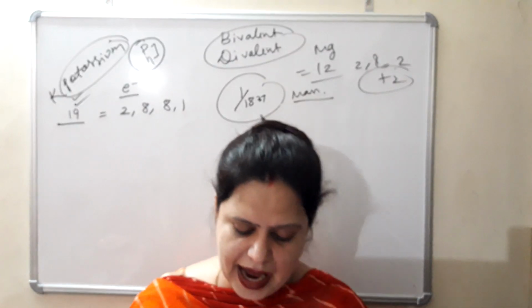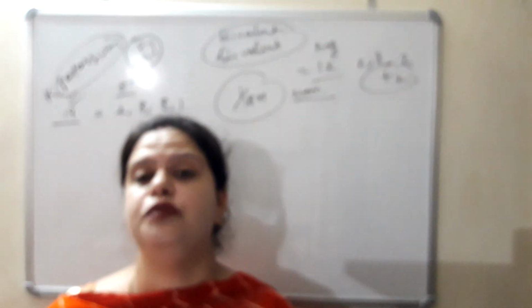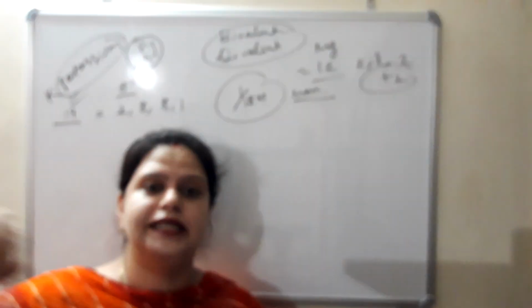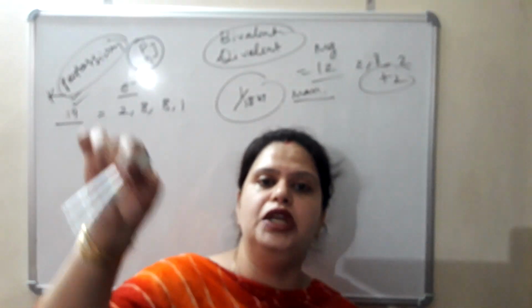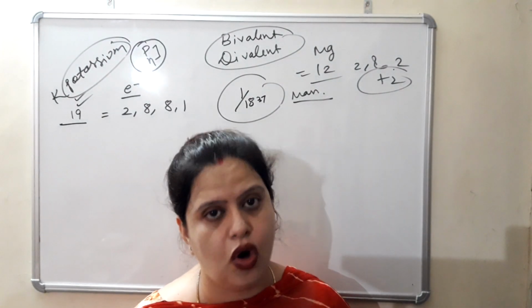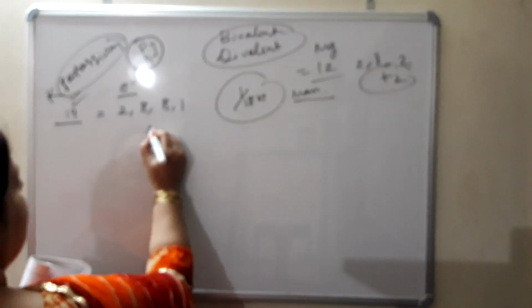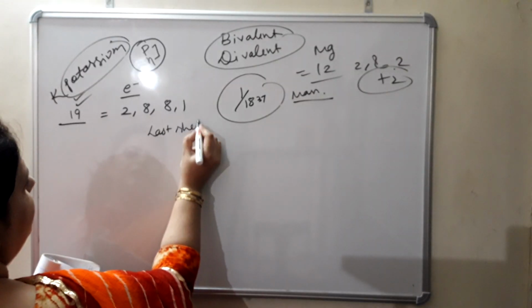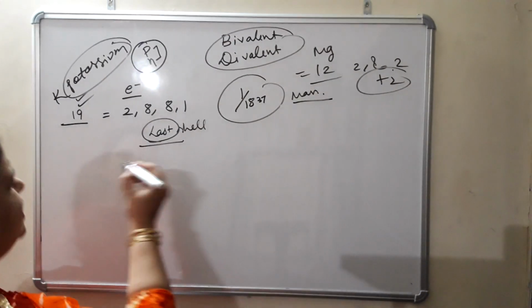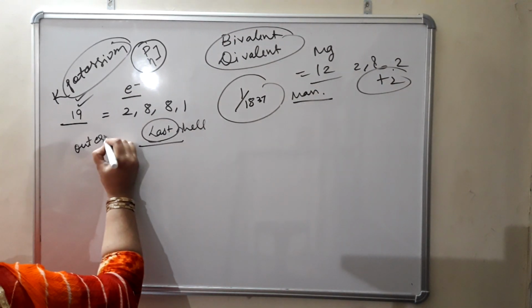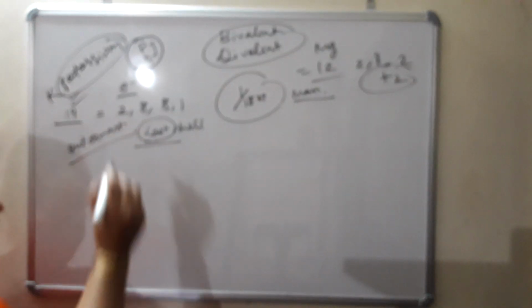Next is: dash shell has minimum energy. Shells are the imaginary paths around the nucleus in which electrons revolve. They have asked which shell has minimum energy. The last shell. Outermost also, instead of last you can write outermost. This is the appropriate word.